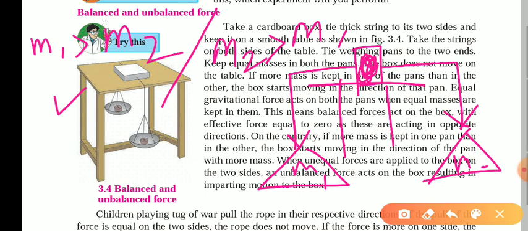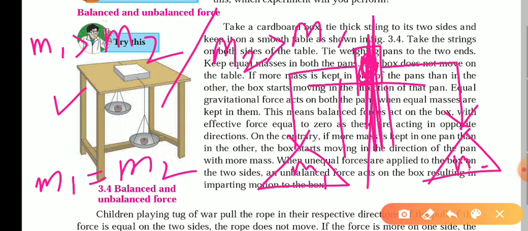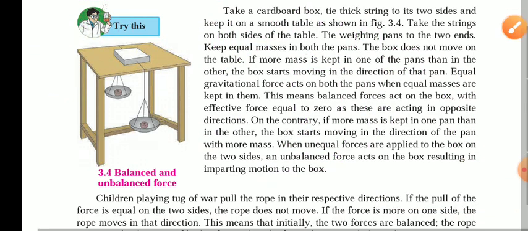But suppose M1 is equal to M2. In this case, both the forces will be equal and the object will remain at the center. This will be called a balanced force situation, and the other will be called unbalanced forces.